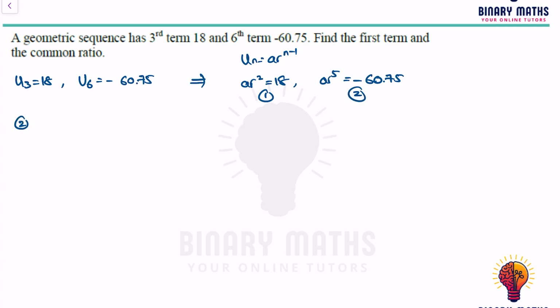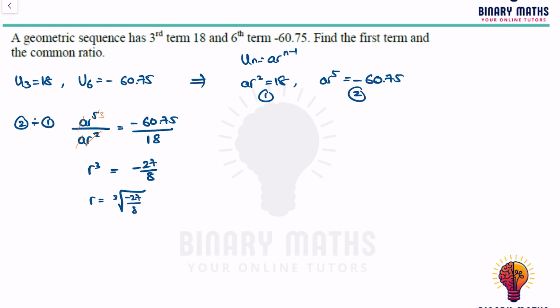Then if we do 2 divide by 1, we'll eliminate A. So AR to the power of 5 divided by AR squared will be equal to minus 60.75 divided by 18. So the A's will cancel out, the R squared will cancel out with the R squared on top, so we're left with R cubed on top. So that means R cubed will be equal to minus 27 over 8, which means R is the cube root of minus 27 over 8, which implies R is equal to minus 3 over 2.